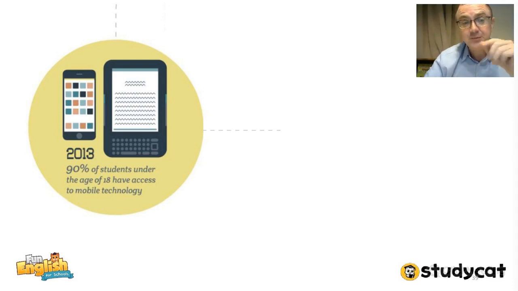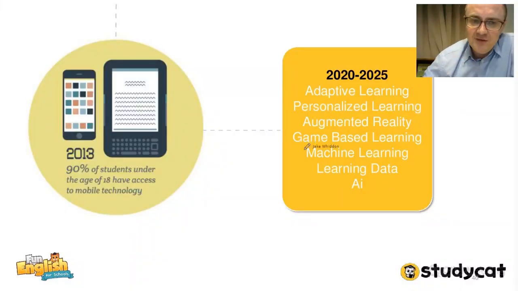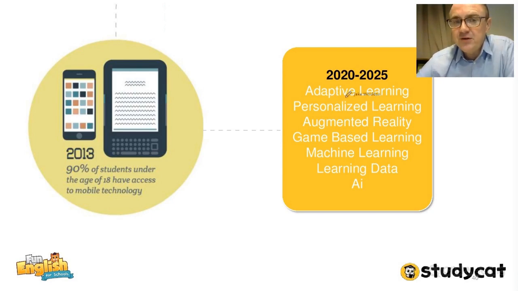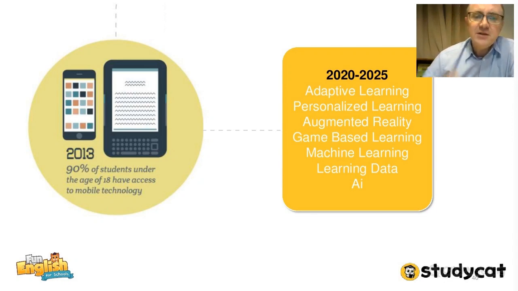And what we think that will lead to, and I just spent a week at EdTech X London, and the big things that people were talking about were adaptive learning. So adaptive learning is where when a student gets something wrong, it then knows what they got wrong and tries to change the content to make sure that they see that language again, right? So the teacher doesn't have to be there for that. And that's what we also call personalized learning. We're seeing augmented reality, which we'll look at again, game-based learning, machine learning, learning data, lots of data coming out to help people learn, and AI.